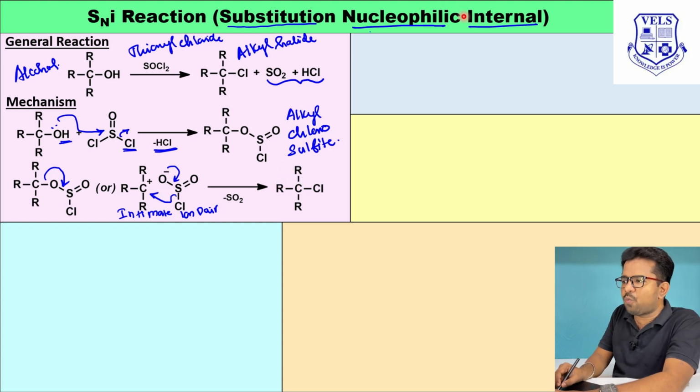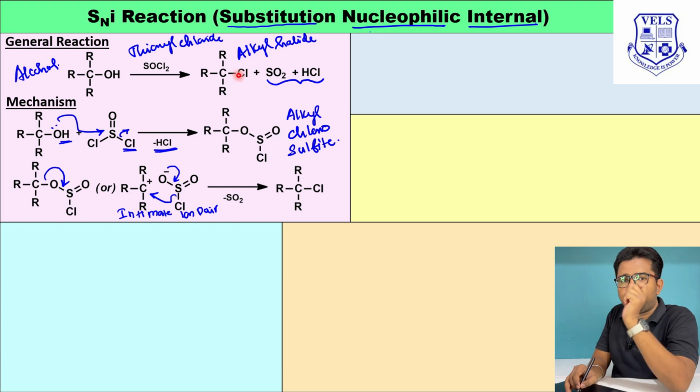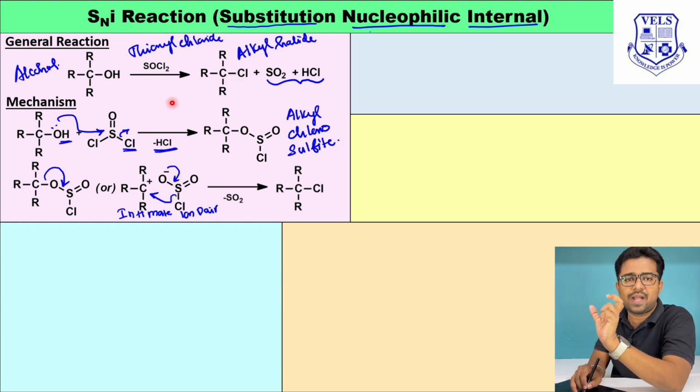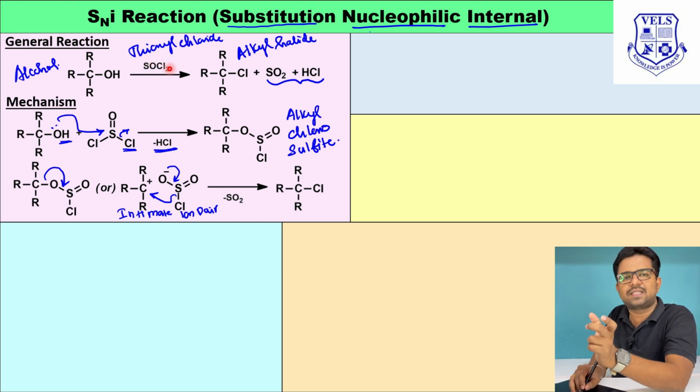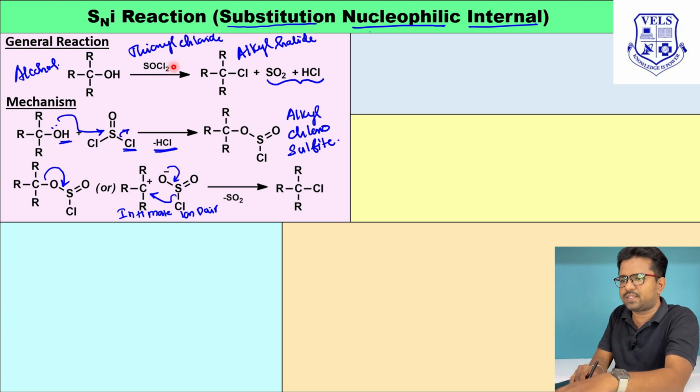So let me explain why this name internal has come. If you look at the overall general reaction, you can check here. This is the OH group, which is substituted by this Cl group. So in general the Cl minus should be the nucleophile here, but you are not using any chloride ion containing nucleophile. What you are using is SOCl2, which will not get ionized into Cl minus. So this nucleophile is generated within the reaction. That is why this is called internal.